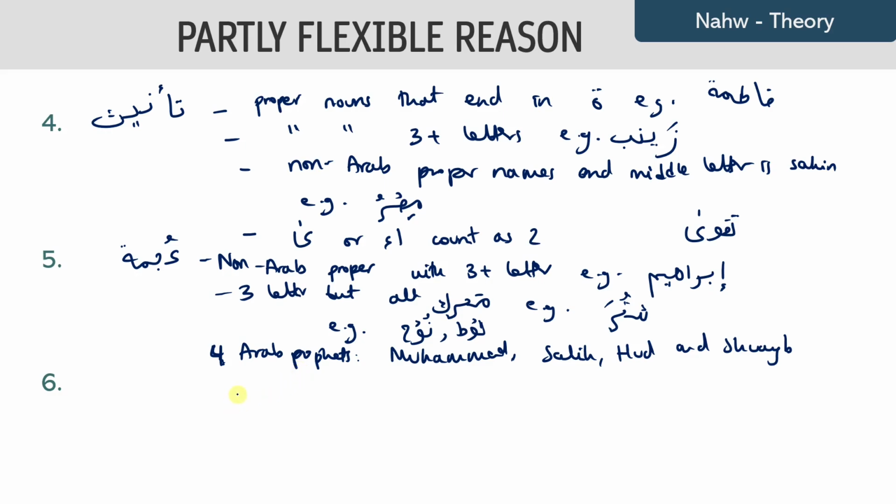Okay, then let's look at the 6th reason, which is Tarkib. So Tarkib is a compound, a name that is a combination of 2 words that is proper.